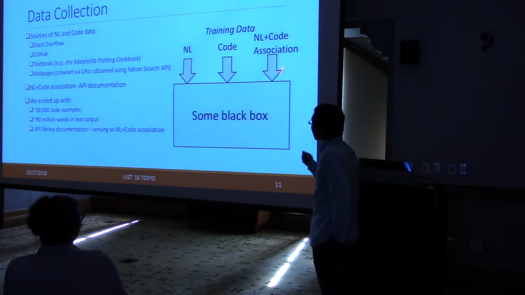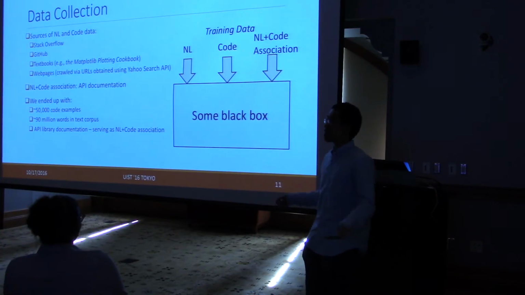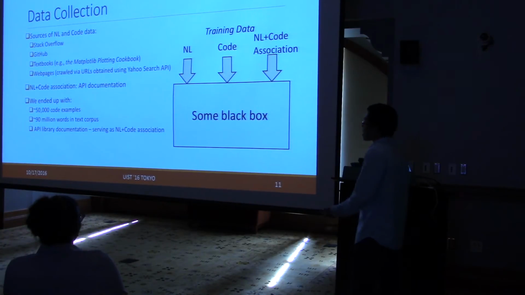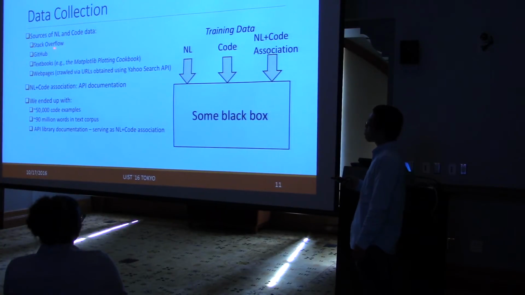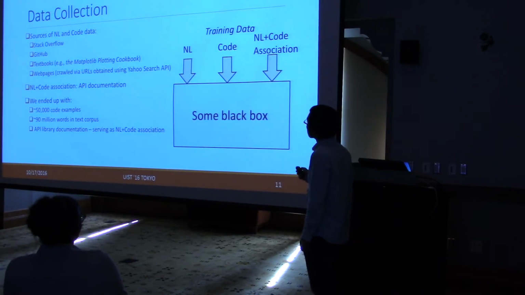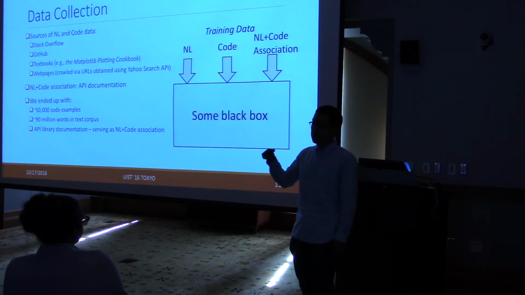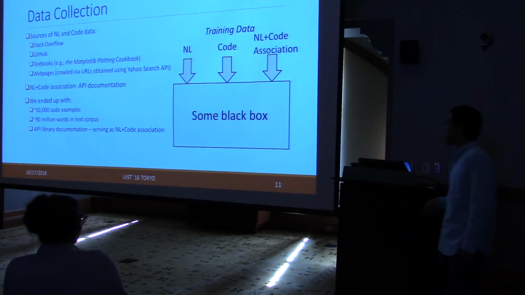In order to collect these data, we did our best to go on the internet to find as much data as possible about text and code about the specific programming library we want to support. So we went to Stack Overflow, Github, textbooks, and web pages, a lot of different places. And we ended up with 50,000 code examples, 90 million words in text corpus, and then to bridge the gap between natural language and code, we use the API documentation because it has natural language description for each code entry, right? Either function or parameter or preference.